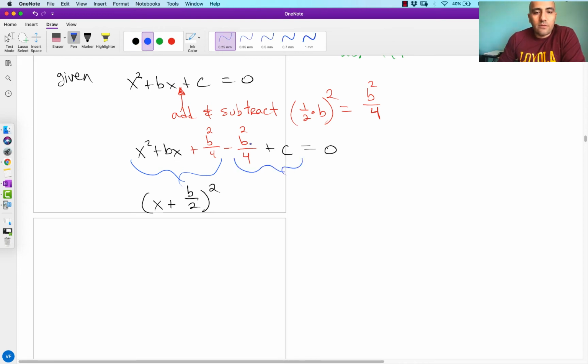These are just numbers. b squared over 4, it'll be some constant, some number. So it'll be a minus b squared over 4 plus c, whatever that is. And then we can just move that to the other side, take the square root of both sides, don't forget about the plus or minus, and then we'll be on our way to solving our answer, right? So what I really just wanted to point out was this initial part here.